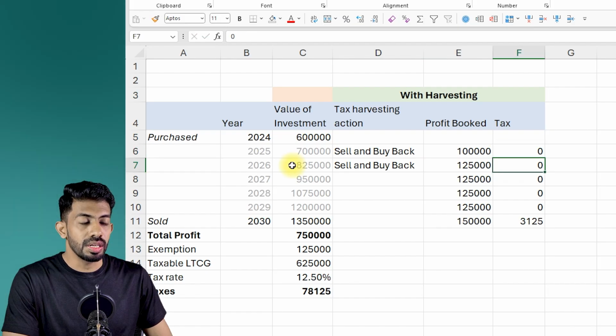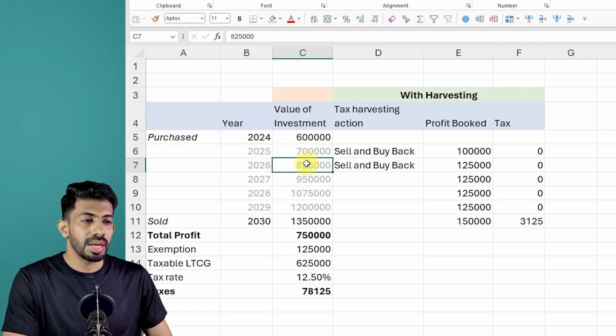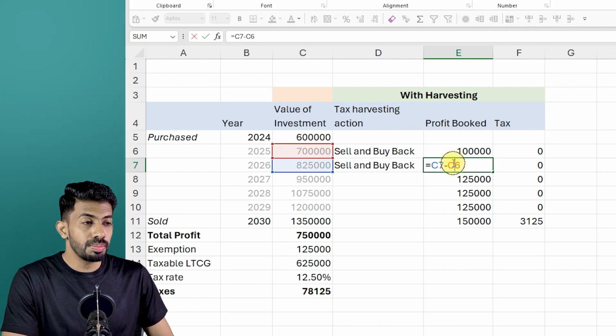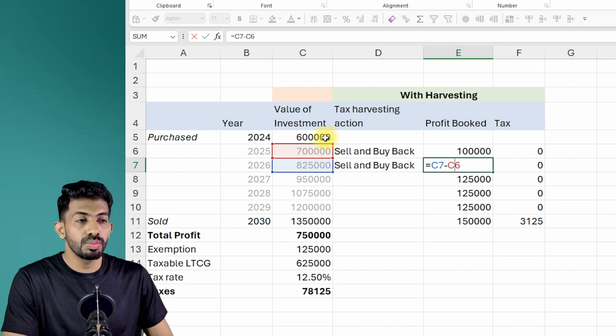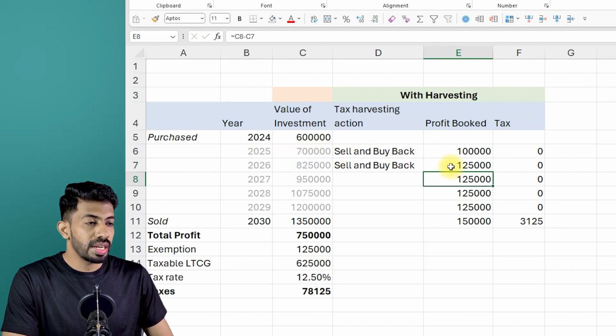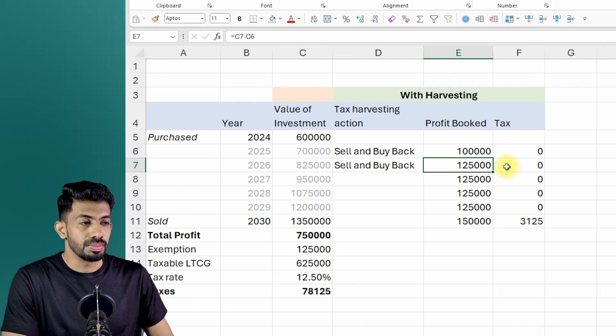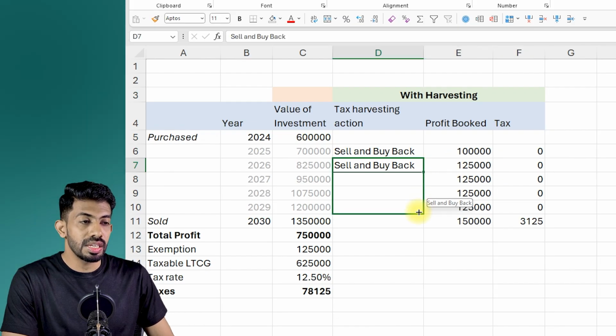Similarly, after one more year, let's assume that it reaches around 8.25 lakhs. You will sell this and buy back again. Now, when you compute the profit, it will be 8.25 lakh minus 7 lakh, which is the price you paid in the previous year when you bought it back, because the original units which you bought at 6 lakh would have already been sold. So now your profit is 1.25 lakh, and because that is exempt again, once again the tax will be 0. So you keep repeating this process every year possible.